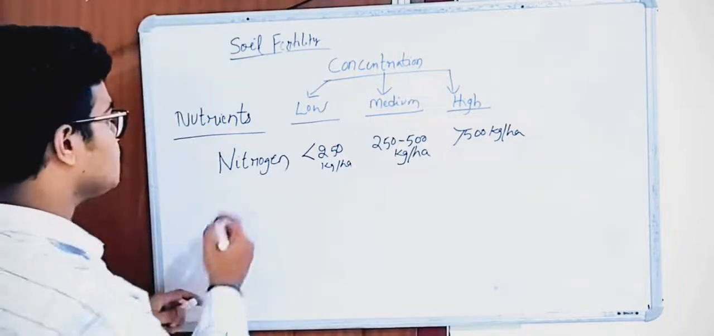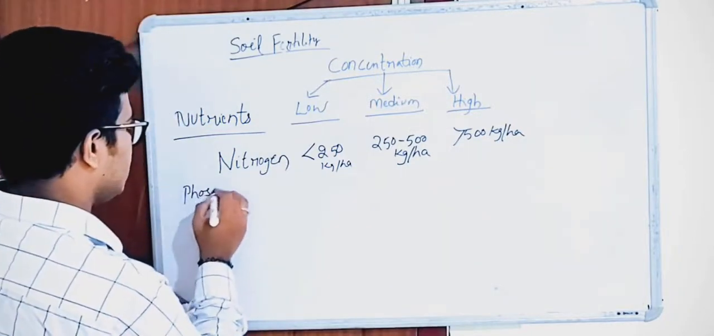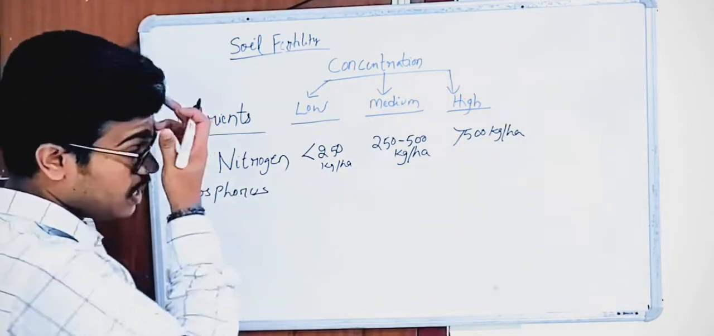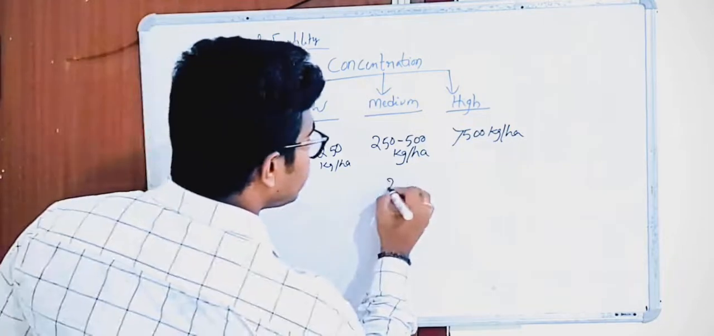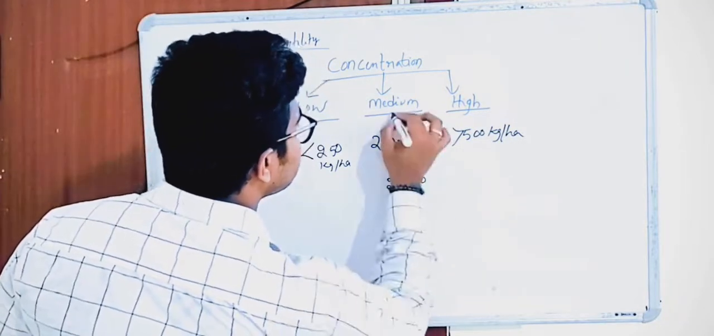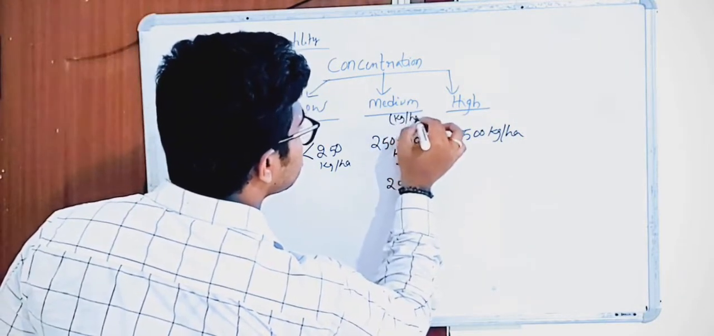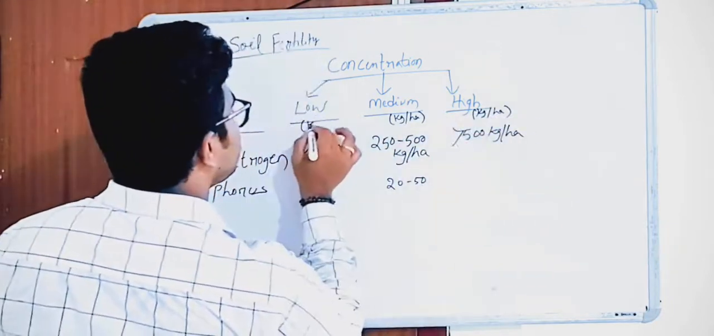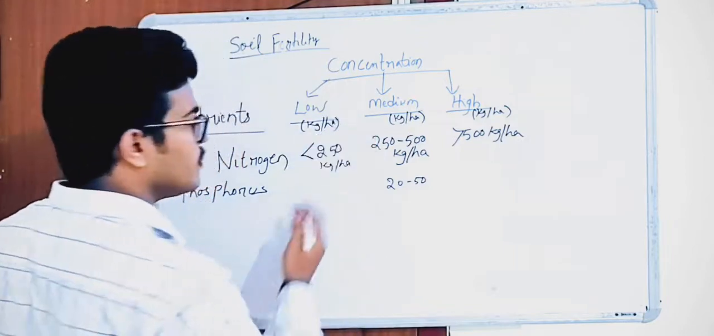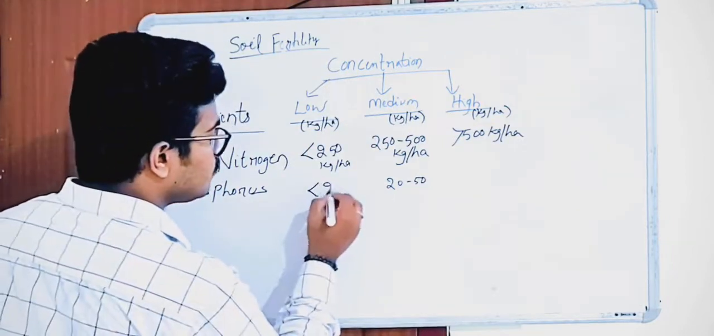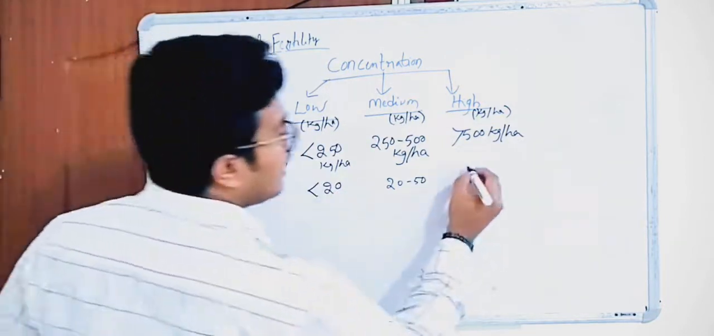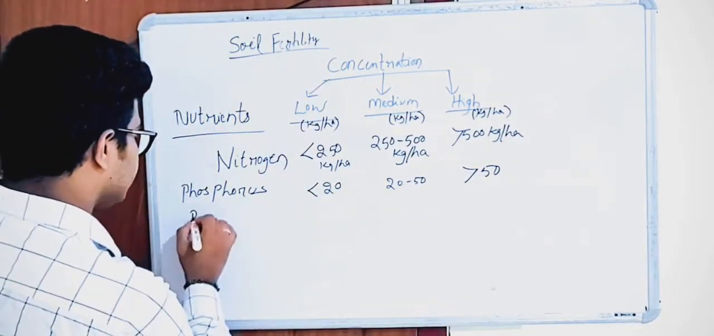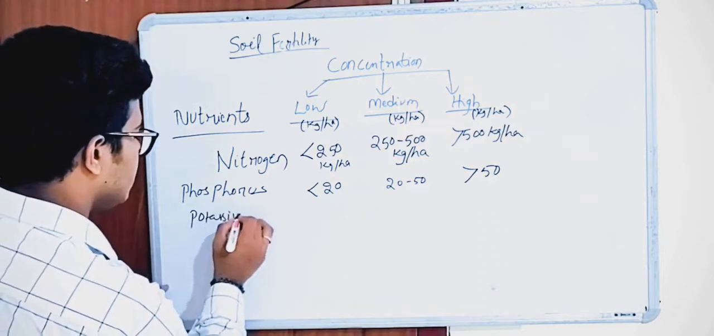Similarly, let's see phosphorus. It should be between 20 to 50 kg per hectare. Instead of repeating, I am writing kg per hectare here. Below 20 it is low, and above 50 it is high. Coming to potassium.